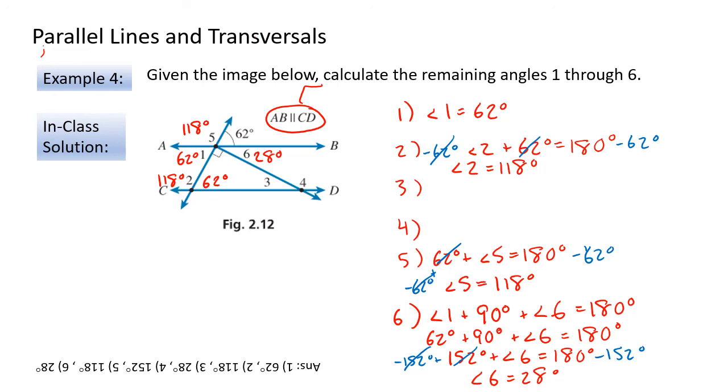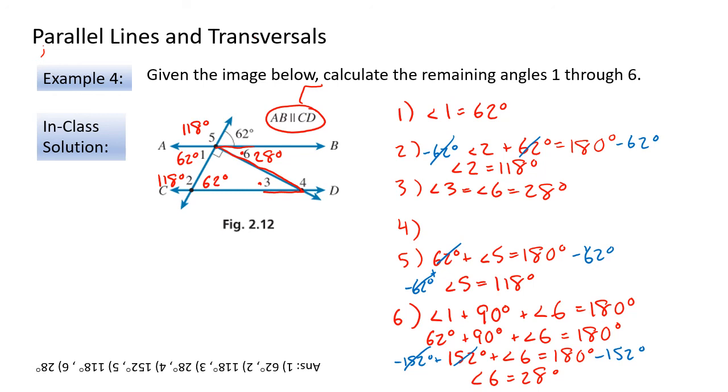Similarly, okay, what you're going to see here is I'm going to draw that same Z again, right? These are alternate interior angles. And what that means is this angle here, angle 6, has to be equal to angle 3, right? Because they're alternate interior angles. So that means angle 3 has to equal angle 6. I'll write it as angle 6, which is 28 degrees.